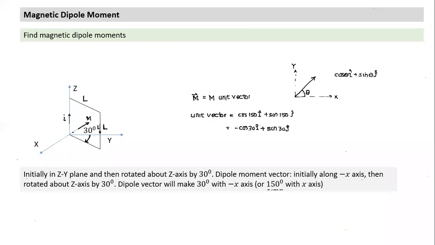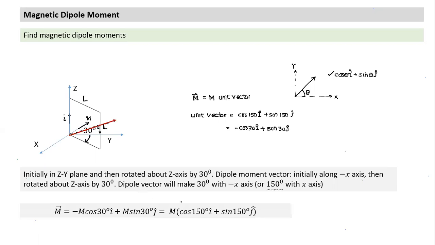The other way: this is a vector which is making an angle of 30 degrees, so I can take its components. If this angle is 30, its component along the negative x-axis will be cos theta but with a minus sign, and along the y-axis sin theta. Both ways you can do it. You can use the convention of finding the angle with respect to the x-axis and finding the unit vector, or the other way around. So what is m equal to? Either I could have written m times cos 150 i cap plus sin 150 j cap, or I could have formed the components here, and you can find the magnetic dipole moment in vector form.